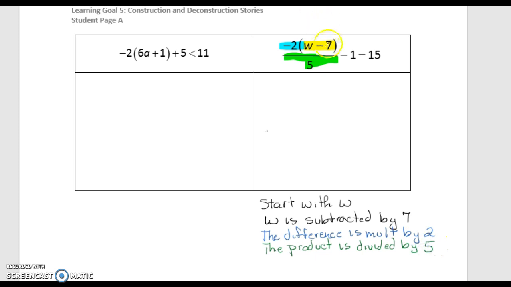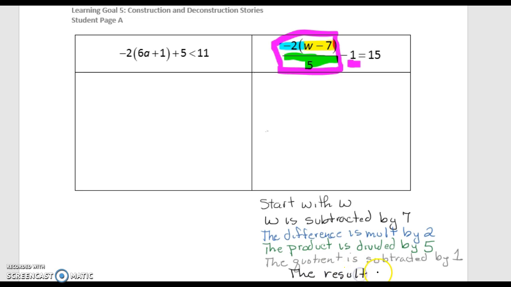And then the last thing that's going to happen is this quotient is going to be subtracted by 1, so all of this is being subtracted by this 1. The division problem is a quotient, and the quotient is subtracted by 1, and that leaves us with the result of 15.